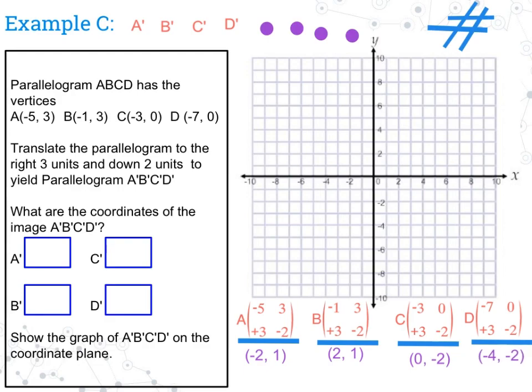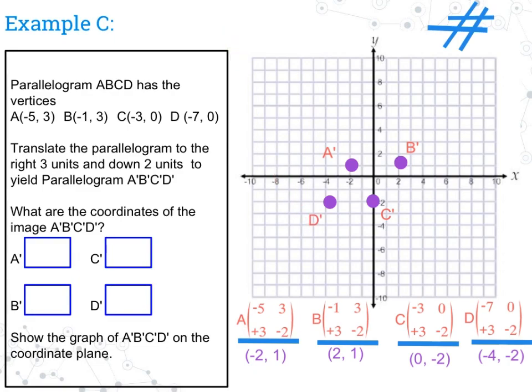So now I've got all of my new points, and I can easily just look at my points and graph them on the coordinate plane. So I'm going to take my first point that's at -2, +1, and I'm going to call that A prime. Then I've got a point at +2, +1, and again I'm going to call that B prime. I've got a point at 0, -2, and I'm going to call that C prime. And I've got a point at -4, -2, and I'm going to call that D prime.